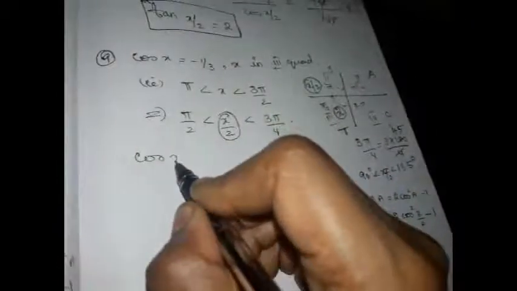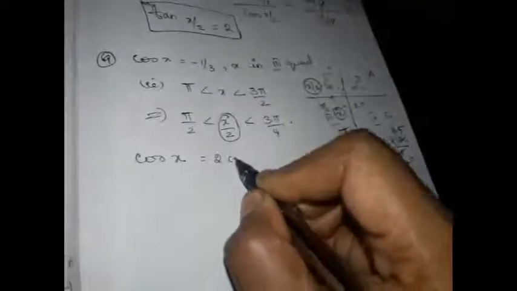So once we know cos x, we can find out sin squared x directly or cos squared x by 2 directly, right? So what is that relation? We know cos 2a equals 2 cos square a minus 1. Therefore cos x is 2 cos square x by 2 minus 1. So using this relation, we can write cos x equals 2 cos square x by 2 minus 1.